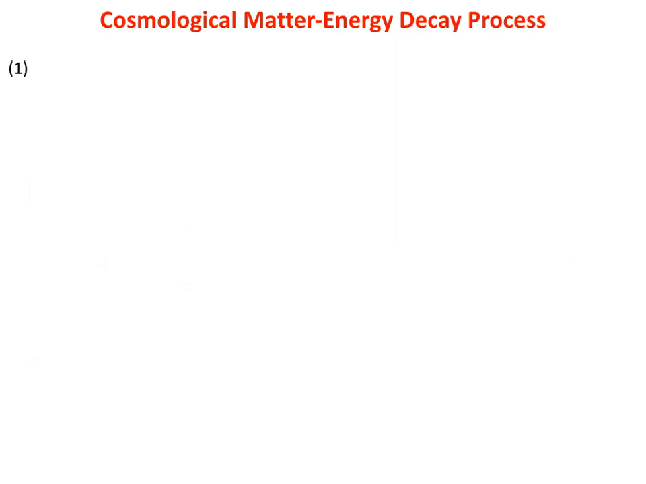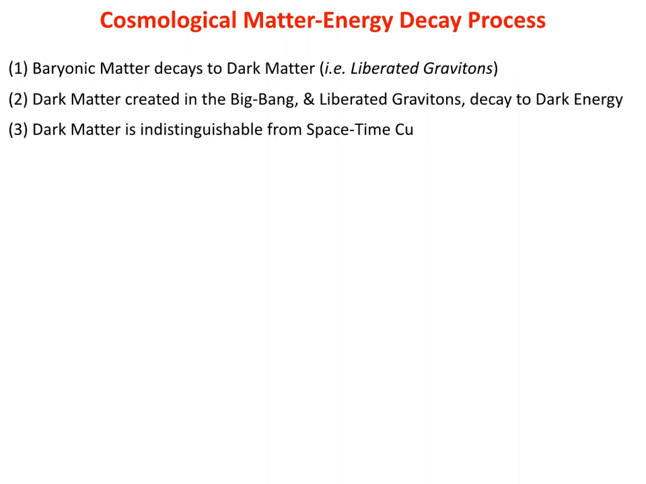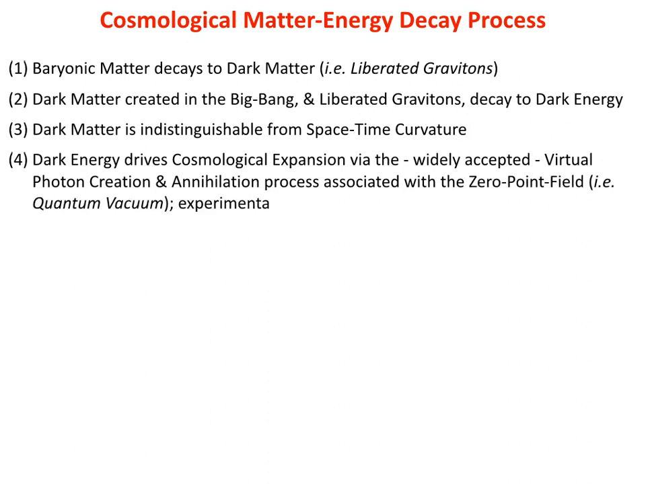The cosmological matter-energy decay process is a necessary foundation underpinning cyclic cosmology. On this slide, we'll outline the key elements involved. Firstly, baryonic matter decays to dark matter. This is also termed liberating gravitons, hence, baryonic matter acts as a reservoir of potential gravitonic energy.